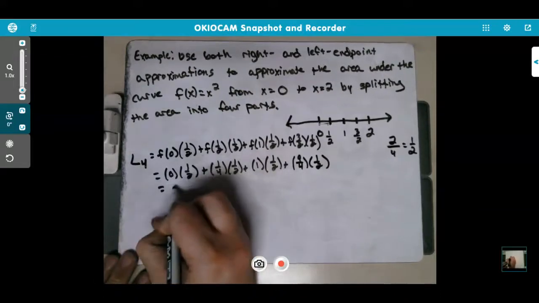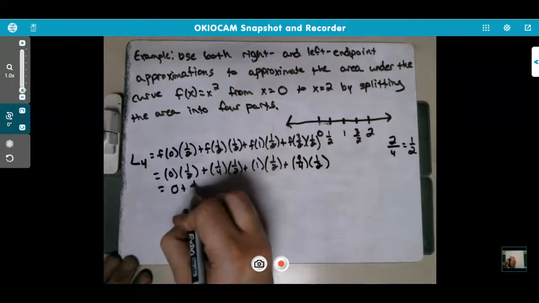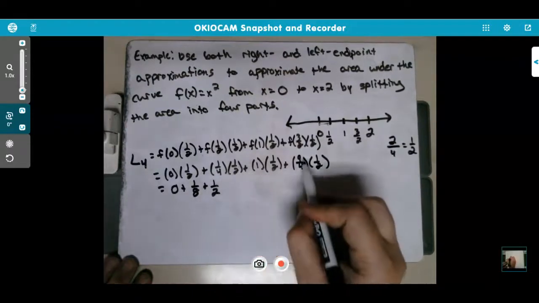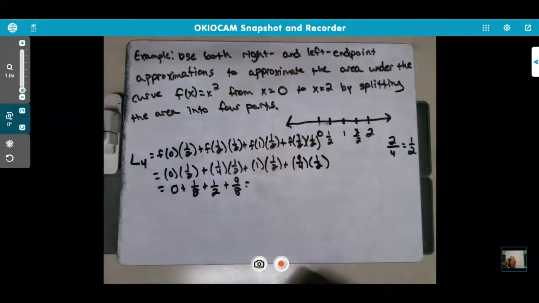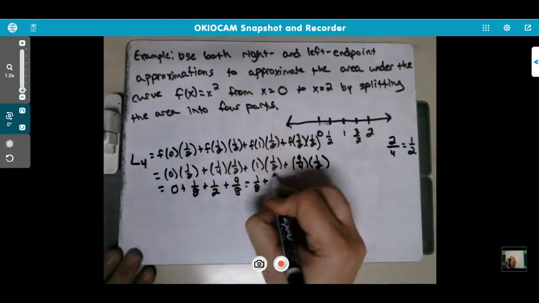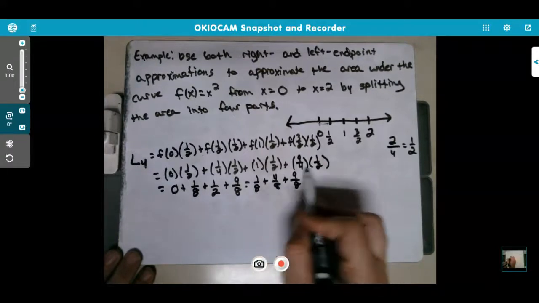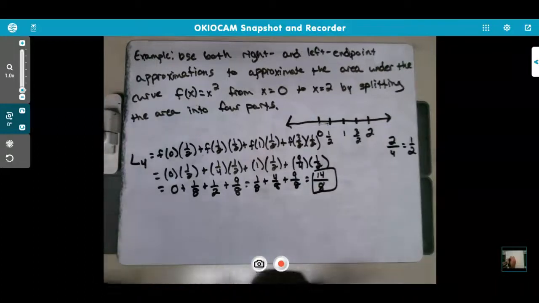So for the first one, I get 0 plus 1/4 times 1/2 is 1/8. 1 times 1/2 is 1/2. 9/4 times 1/2 is 9/8. I would need a common denominator of 8. So 1/8 plus 4/8 plus 9/8. 1 plus 4 is 5, plus 9 is 14. So 14 over 8. That's what I get if I use the left-hand side.